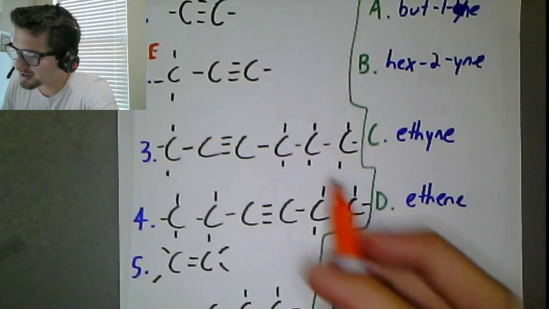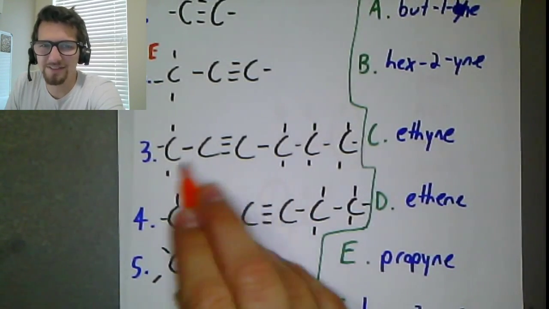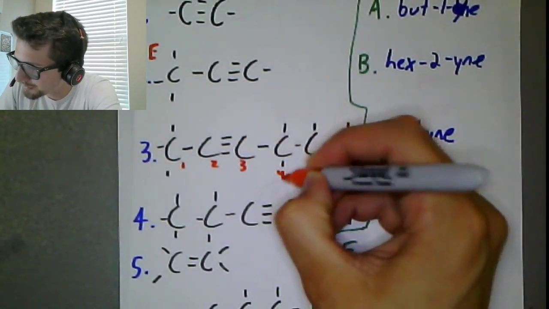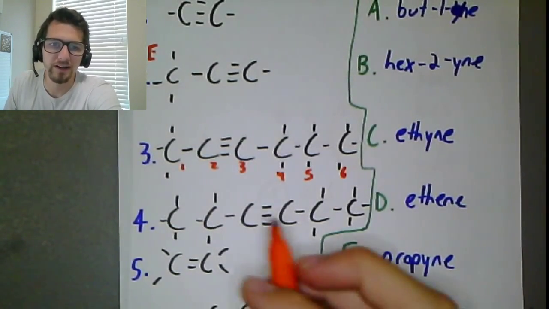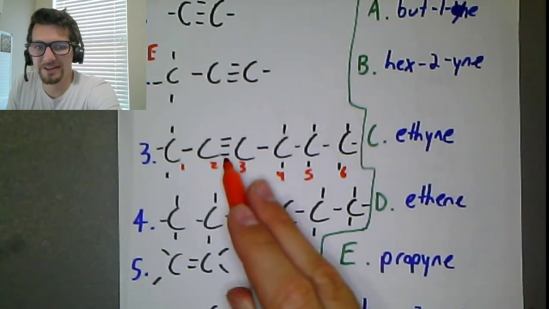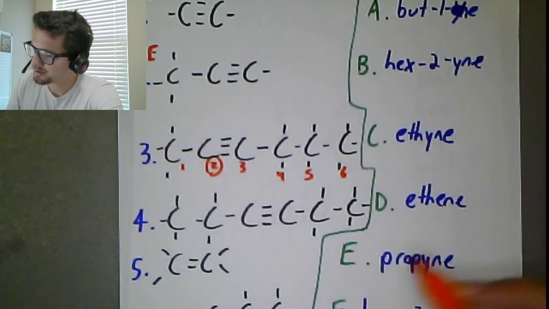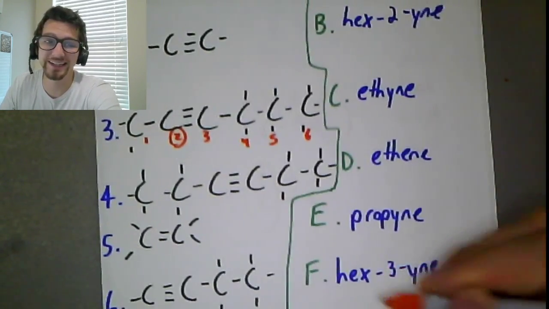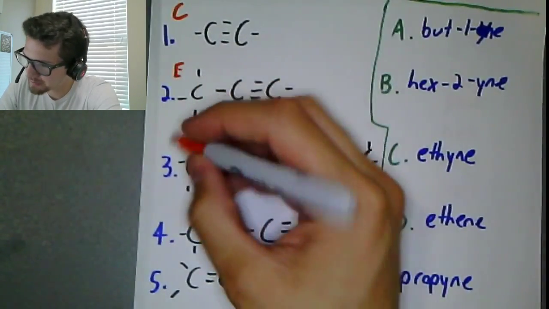So if I were to number these, what's busier, the left side or the right side? This is on the left side, so I'm going to start from the left. Carbon 1, carbon 2, carbon 3, carbon 4, carbon 5, carbon 6. Okay, so what's the lowest number that this triple bond is touching? 2. So B has hex-2-yne, F has hex-3-yne. This has got to be the lower number, so this is hex-2-yne. So 3 is B.